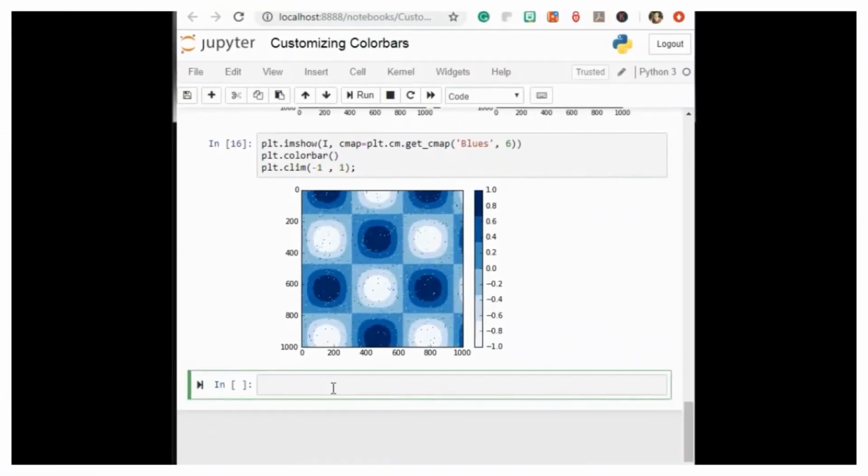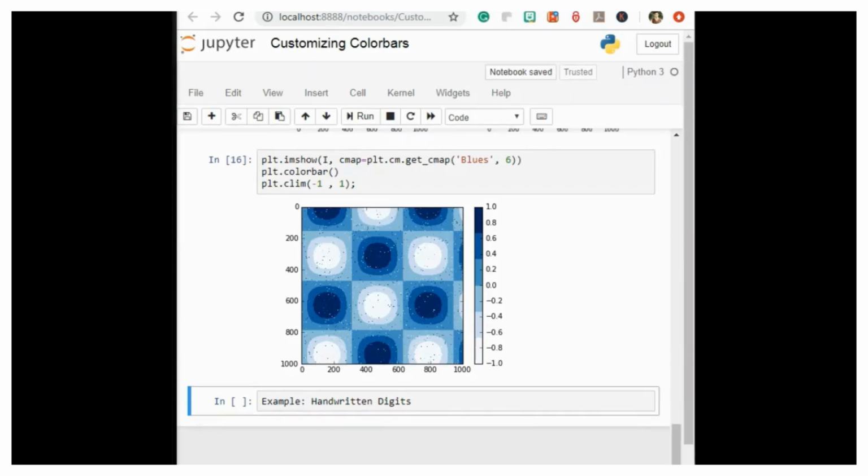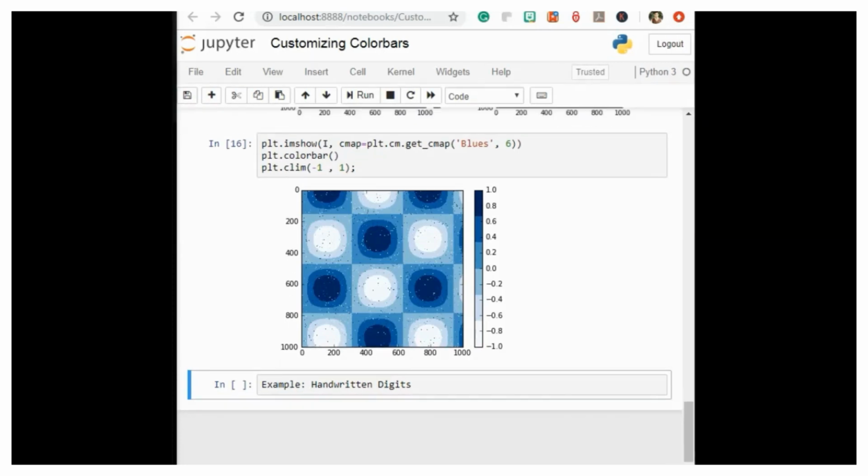So now let's discuss an example, handwritten digits. For an example of where this might be useful, let's look at an interesting visualization of some handwritten digits data. This data is included in Scikit-learn and consists of nearly 2000 8x8 thumbnails showing various handwritten digits. For now, let's start by downloading the digits data and visualizing several of the example images with plt.imshow.